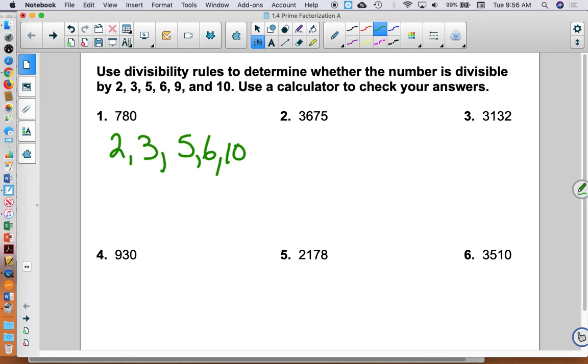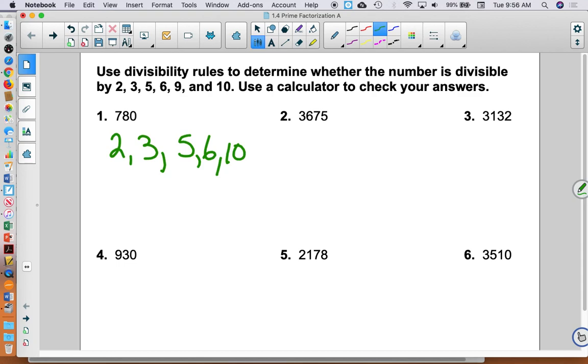Why? How do you know it? Just by looking at it, because the number ends in a 0. Do you see how I identified this? Now I could get a calculator out and check it, but I'm not going to right now. I could, but I don't want to. I want to keep going. Is that all right with you?